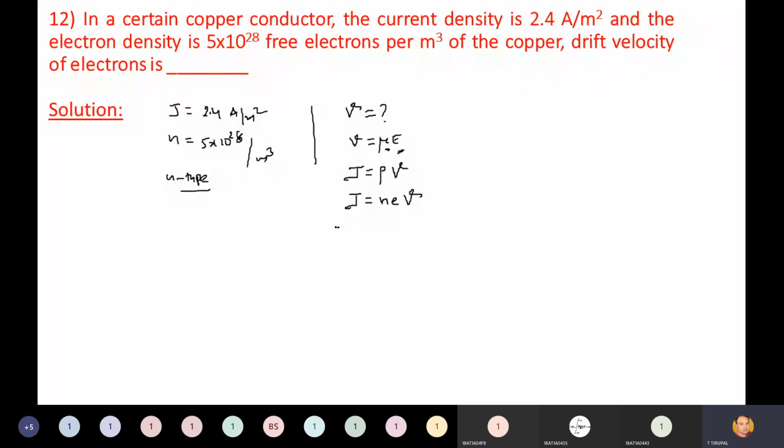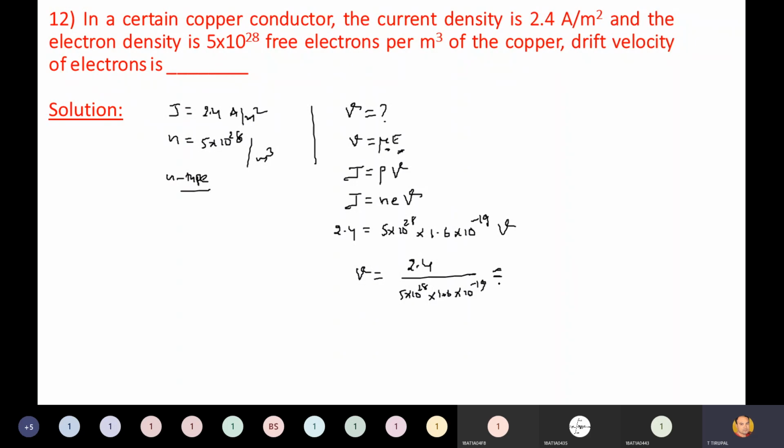So J, 2.4 amperes per meter square, is equal to N, 5 into 10 power 28, into charge 1.6 into 10 power minus 19, into V. So what is V equal to? Find out and tell me the answer. Put it in the chat box. What is the answer? 2.4 divided by 5 into 10 power 28 into 1.6 into 10 power minus 19. That is equal to how much? Find the answer now.